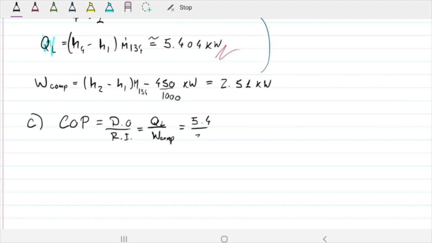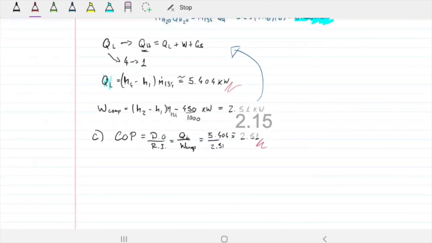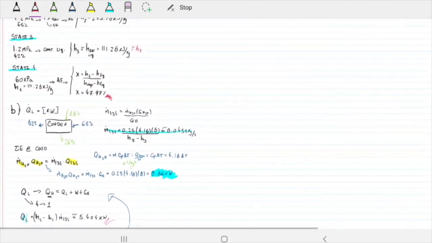And this guy is 2.51. You can do this if you want to, but it's not going to change much. So 2.51 is my coefficient of performance, and that's dimensionless, right? Okay, so we have A, B, and C. Now, D is the one that asks us for the maximum. Let me reread the question.